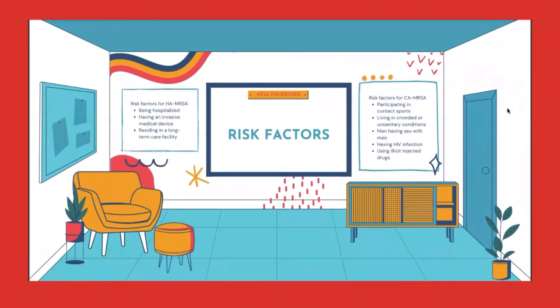So what are some risk factors? So risk factors for HA-MRSA include being hospitalized, having an invasive medical device, or residing in a long-term care facility. And risk factors for CA-MRSA are participating in contact sports, living in crowded or unsanitary conditions, men having sex with men, having HIV infection, or using illicit injected drugs.